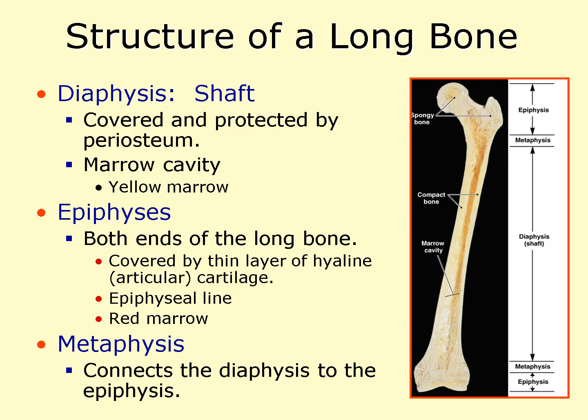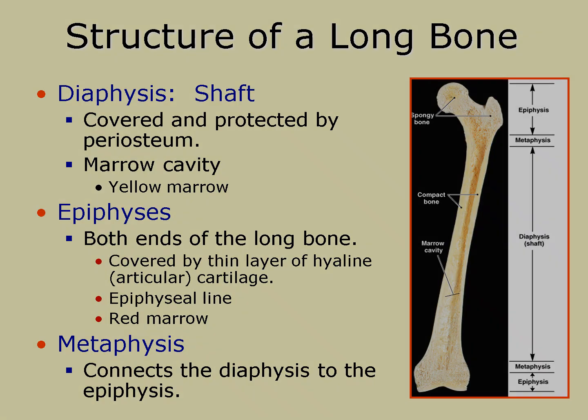The epiphyses are found making up both ends of the long bone. The part of the epiphysis that is found in a joint is covered by a thin layer of hyaline cartilage called the articular cartilage. The spongy bone in the epiphysis contains red marrow and is the site of blood cell formation, or hematopoiesis, in adults. The metaphysis connects the epiphysis to the diaphysis.